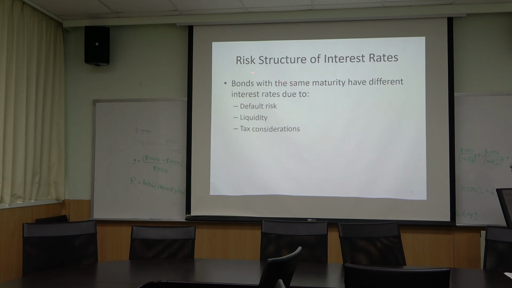The first topic deals with the risk structure of interest rates. We assume that all the bonds have the same maturity, maybe all of them are short-term bonds or long-term bonds. However, they have different interest rates, and these 3 factors cause the different interest rates. The first one is default risk. How do we define default?